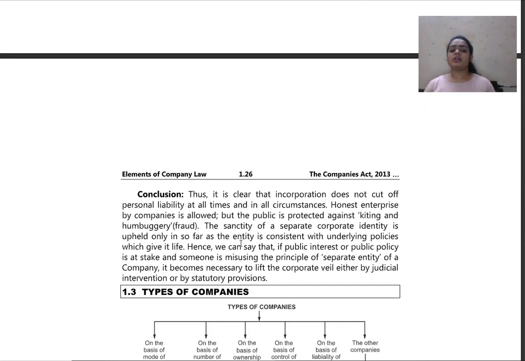So now, what is the conclusion? The conclusion is that incorporation does not cut off personal liability at all times and in all circumstances. Honest enterprise by companies is allowed, but the public is protected against fraud. The sanctity of a separate corporate identity is upheld only in so far as the entity is consistent with the underlying policies which give it life. So, with the conclusion, we can say that incorporation does not cut off personal liability.